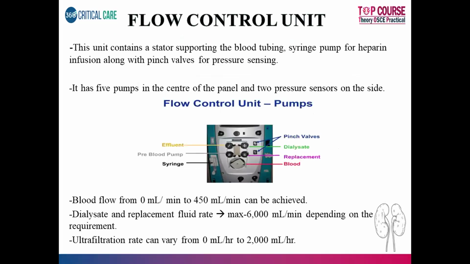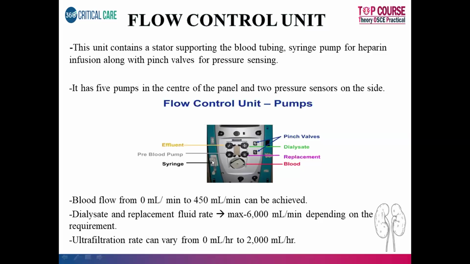Now coming to the flow control unit. This unit contains a stator which supports the blood tubings, the syringe pumps for heparin infusion, along with some pinch valves for pressure sensing. As I told, there are 5 pumps. Okay, so if you see 1, 2, 3, 4, 5, these are the 5 pumps: effluent pump, pre-blood pump, this is the blood pump, replacement pump, and the dialysate pump. 2 pinch valves, as I mentioned, are here.